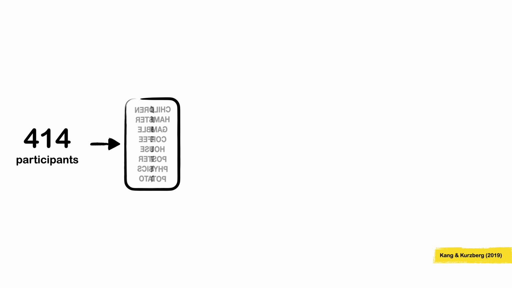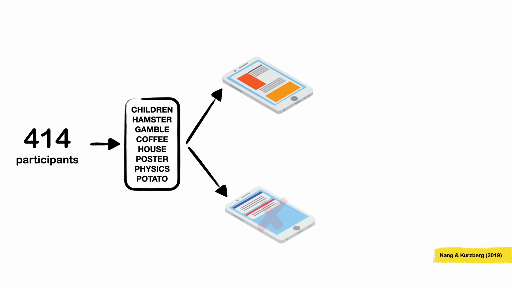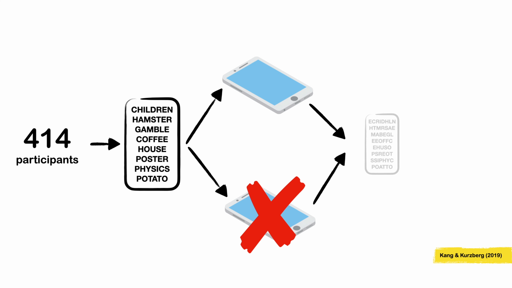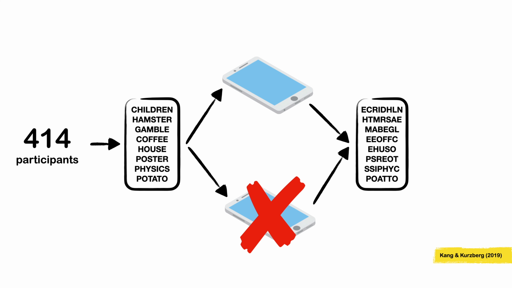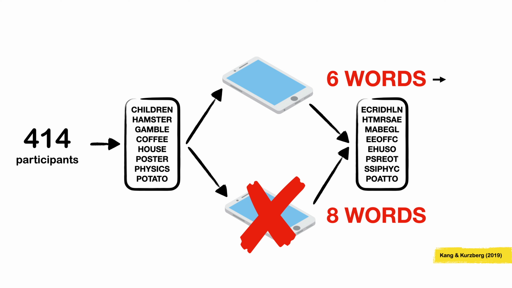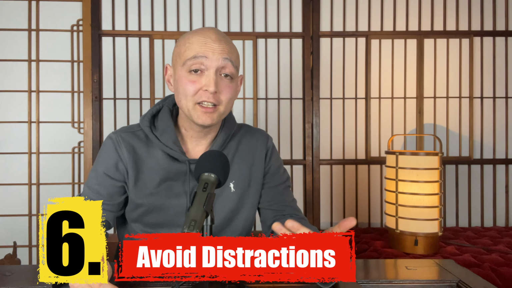In one study, 414 participants unscrambled words, took a break with either their phone or without, and then unscrambled more words. The participants that were on their phone during the break unscrambled about 6 words, while participants with no phone unscrambled about 8 words, which is a 25% increase in performance. I found this list on the Cornell University website on things you can do during your break to improve the effectiveness of your break. So go have a look at that and see if there's anything that you might want to do. This leads me to my next point, avoiding distractions.